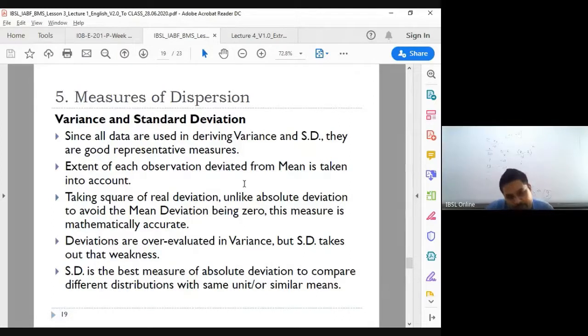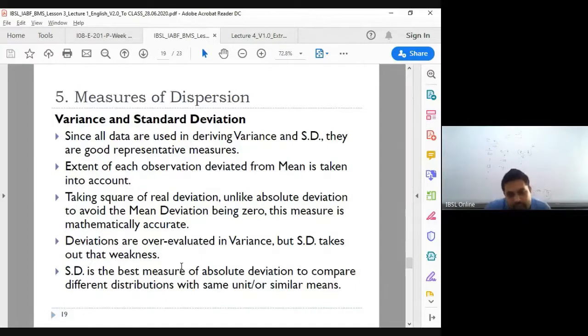Fourth point, deviations are over-evaluated in variance, but standard deviation takes out that weakness. We could identify that. We are discussing a data plane of 7s and 8s and 9s, whereas the variation values will be 9s and 16s and 25s and 36, so on and so forth. But there are different uses of variance and standard deviation, which we are going to discuss at the next class and at the questions also.